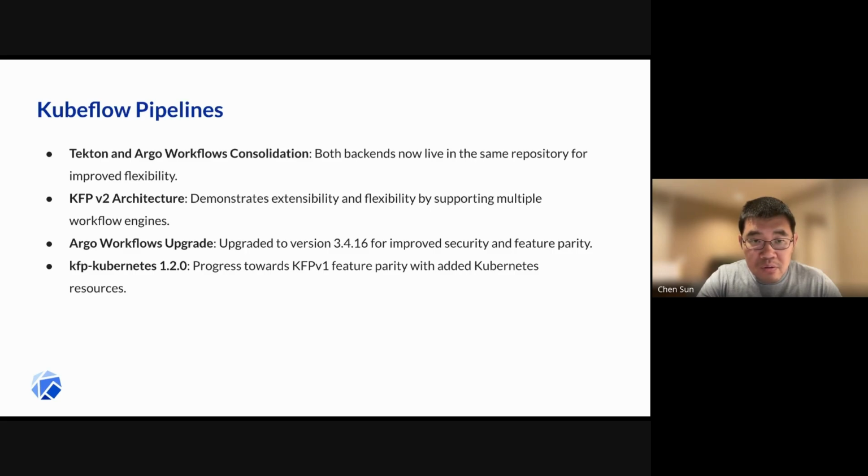Secondly, the KFP v2 architecture, which is the platform-agnostic architecture, continues to demonstrate its extensibility and flexibility in supporting multiple backend engines. Thirdly, the community has accomplished a critical dependency update. We updated the Argo Workflows from version 3.3 to version 3.4. This brings us important security and vulnerability fixes, and also unblocks us on feature parity development. Last but not least, the KFP Kubernetes SDK has been updated to version 1.2. The community has made great progress in catching up on Kubernetes-specific features with KFP v1 and beyond.